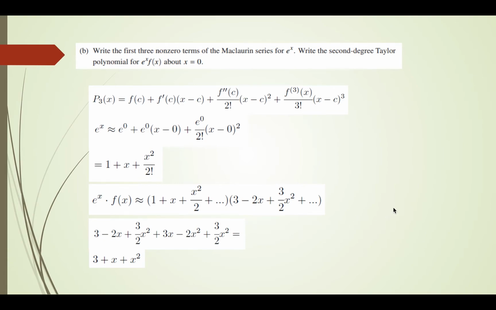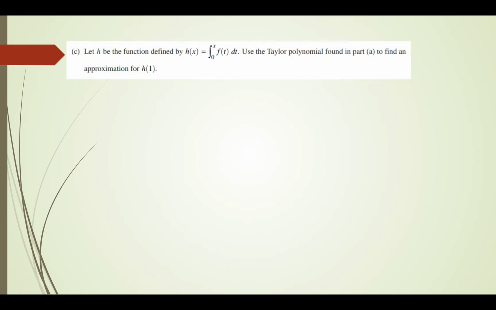All right, moving on to part C. Now we've got a new function h, and let it be defined by essentially the integral of f, which is the function we've been dealing with, from 0 to x. And we want to use the Taylor polynomial found in part A to find an approximation for h of 1.